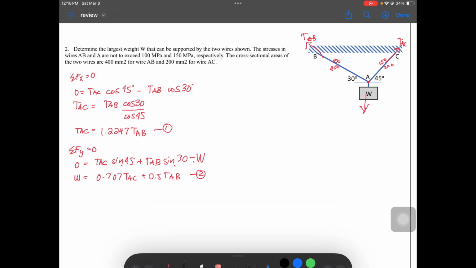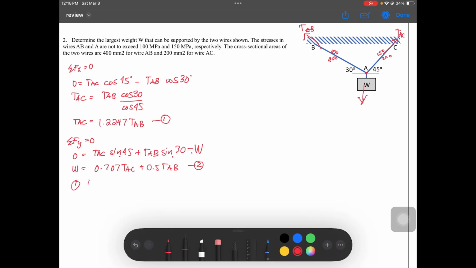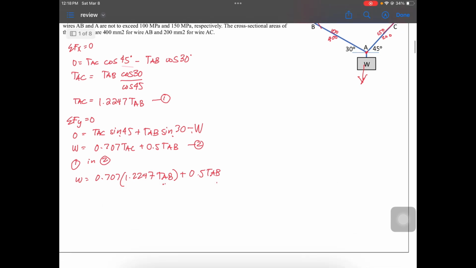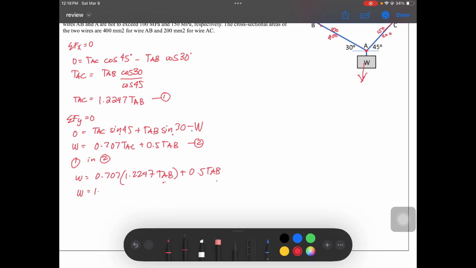So, substitute natin si equation 1 to equation 2. So, equation 1 in equation 2. So, W is equal to, si TAC ang papalitan, 0.707 times 1.2247 TAB. So, simplify natin dito. Let's join together si TAB. Simplify natin ang equation. So, W is equal to 1.366 TAB. So, let's call this equation 3.